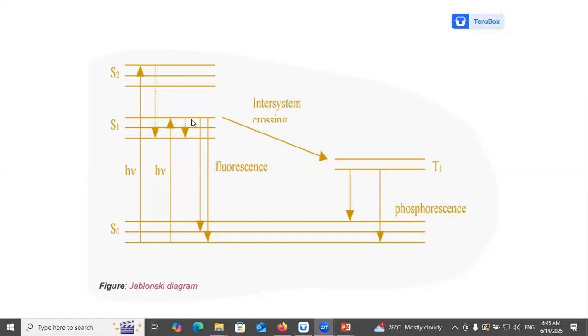Jablonski diagram. The excitation from ground state to S1 and coming back to ground state is fluorescence. Intersystem crossing is S1 to T1, and T1 to ground state transition is called phosphorescence.